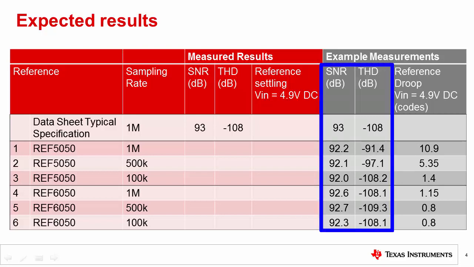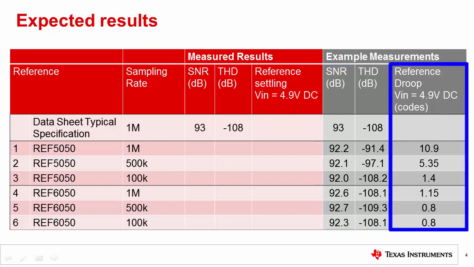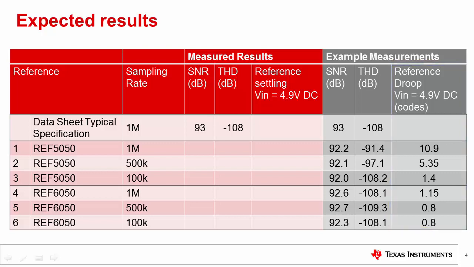To test AC performance, we look at the SNR and the THD. And to test DC performance, we will look at the reference settling. Print a copy of this table and fill it out as we progress through the experiments.